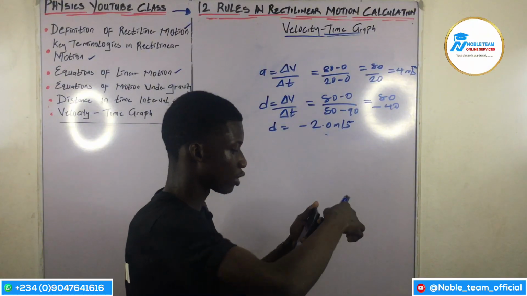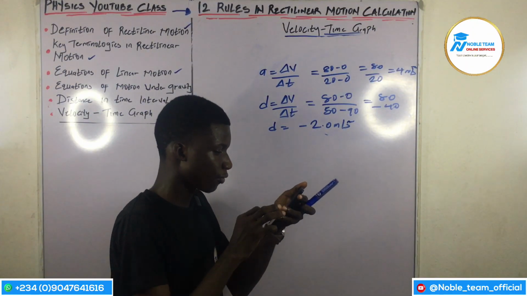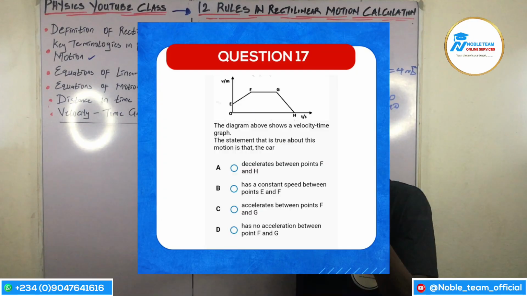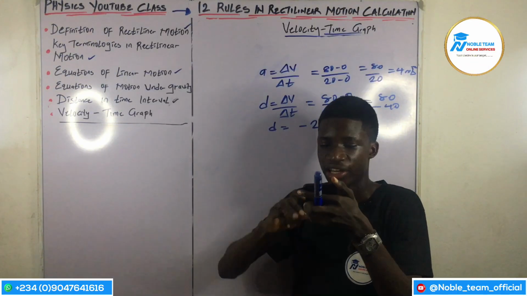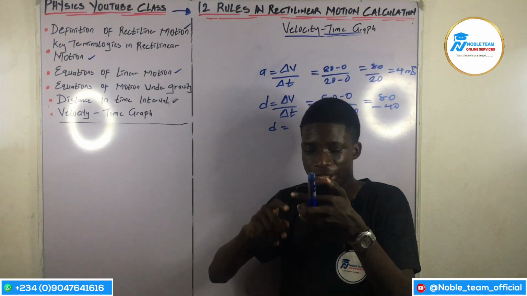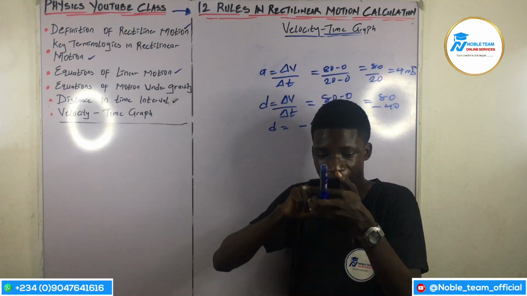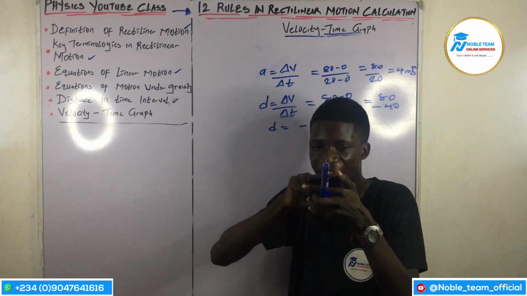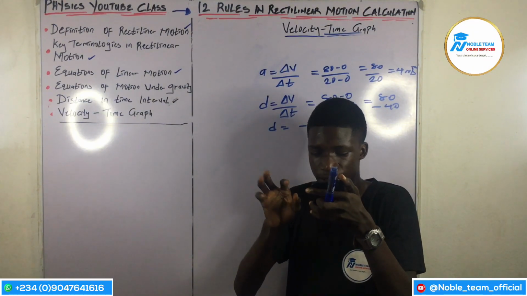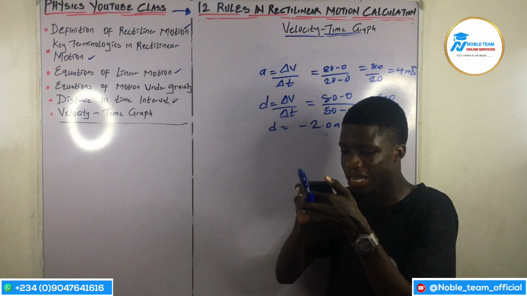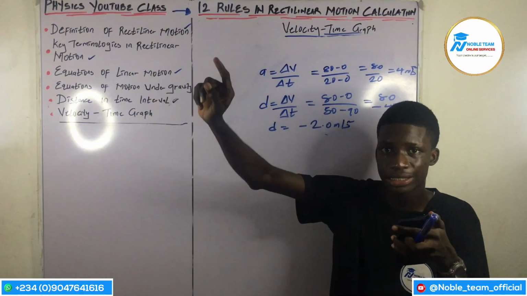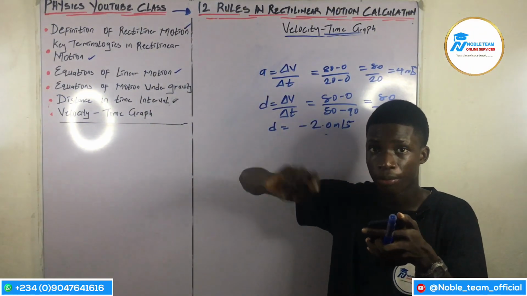Now let's solve question 17. The diagram shown above shows a velocity time graph. The statement that is true about this motion is that what? A: The car decelerates between points F and H. Look at that diagram. No, because at point F and G, it has a constant velocity. Now B: It has a constant speed between E and F. No. At the point of E and F, it accelerates. Yes, it accelerates from rest.